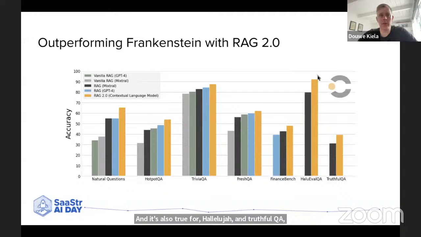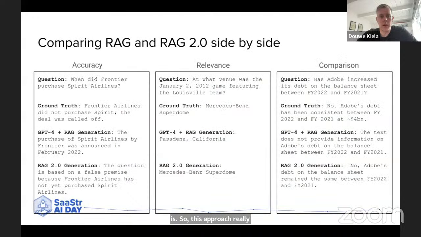So the higher this is, the lower your hallucination rate is. So this approach really works much better. Just to give you a couple of examples of what you can expect with RAG, with the Frankenstein setup versus the RAG 2.0 setup.